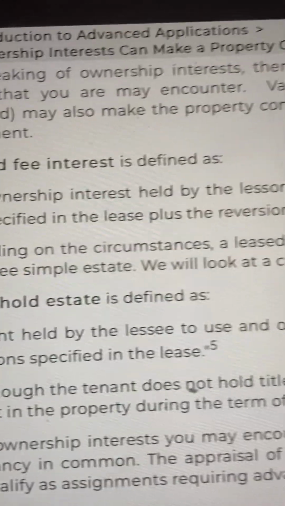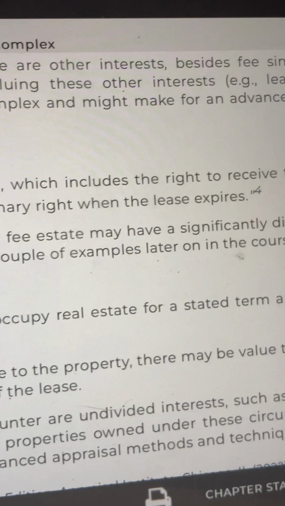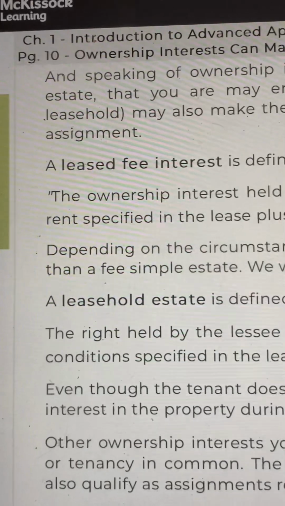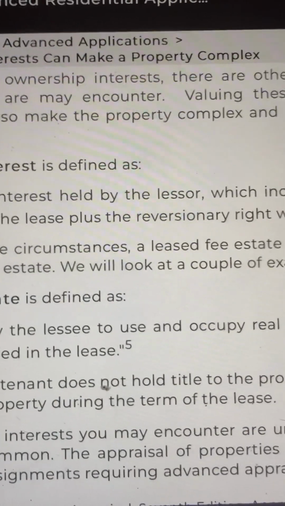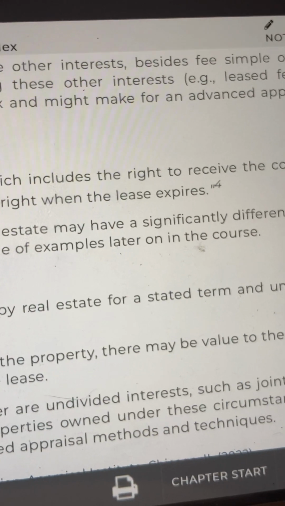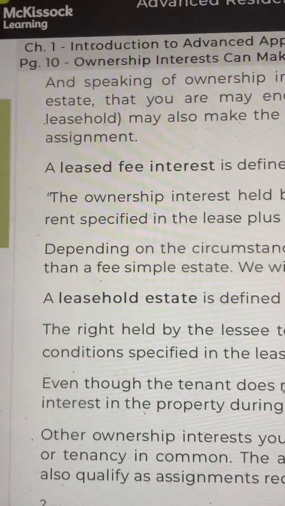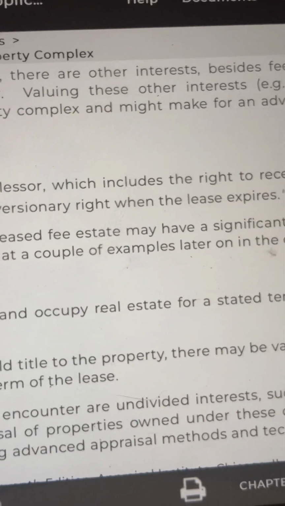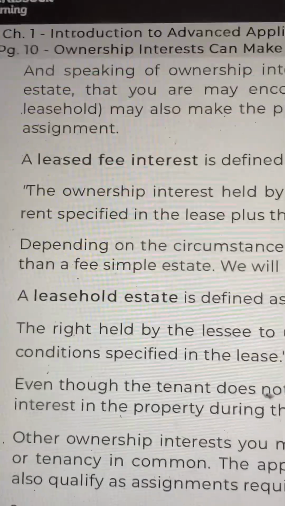And speaking of ownership interests, there are other interests besides fee simple or life estate that you may encounter. Valuing these other interests, for instance, leased fee or leasehold, may also make the property complex and might make for an advanced appraisal assignment.